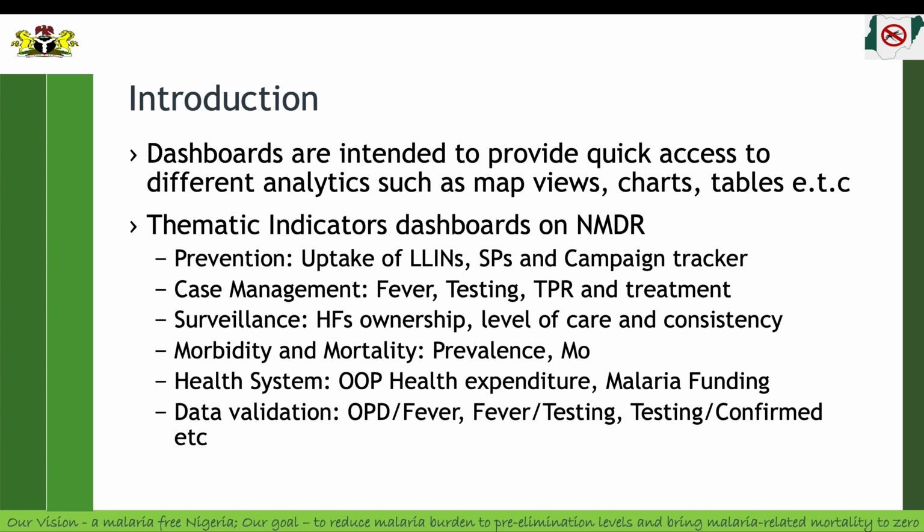So we have six dashboards. The first one is the prevention tracking indicators that reports on prevention. So literally, data coming from the routine indicators we track that has to do with the uptake of LLINs and sulfadoxine-pyrimethamine, and then we have data that also has the LLIN campaign tracker.